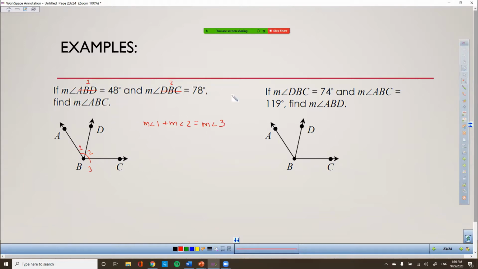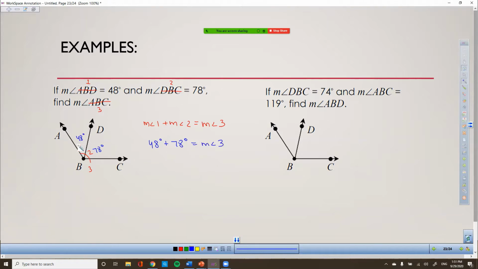And so now let's go ahead and put in all the information that they gave me. They told me that the measurement of angle 1 is 48 degrees, and that the measurement of angle 2 is 78 degrees. And they want me to find the measurement of angle, oh, I forgot to label this one. This one's angle 3. ABC was the measurement of angle 3. So in this case, we can use our angle addition postulate. I know that the measurement of angle 1 is 48 degrees plus the measurement of angle 2 is 78 degrees, and that should give me what I want, the measurement of angle 3.